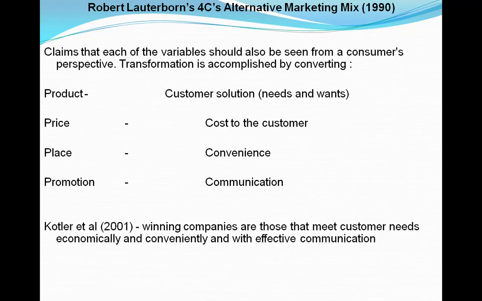The price is obviously the cost to the customer, which is the second C. Place is the convenience. How convenient is it? How accessible is it for me? How easily can I get to the shop, to the place, to the location where it's being sold? And then the promotion is the communication. So in effect, it's the same thing.